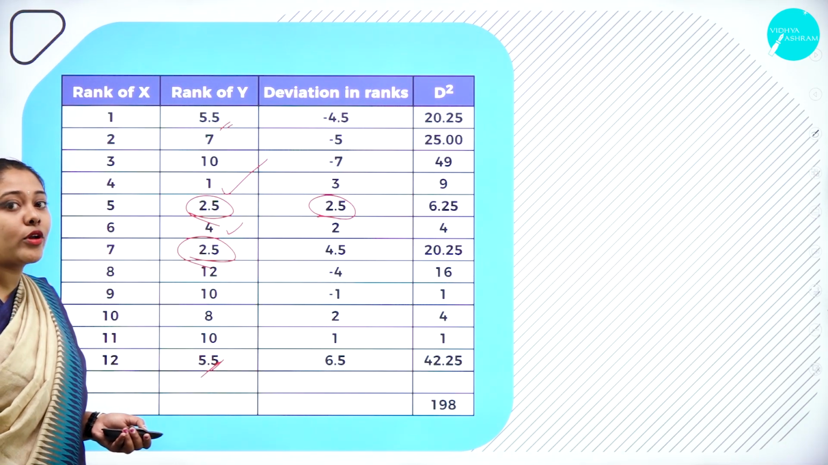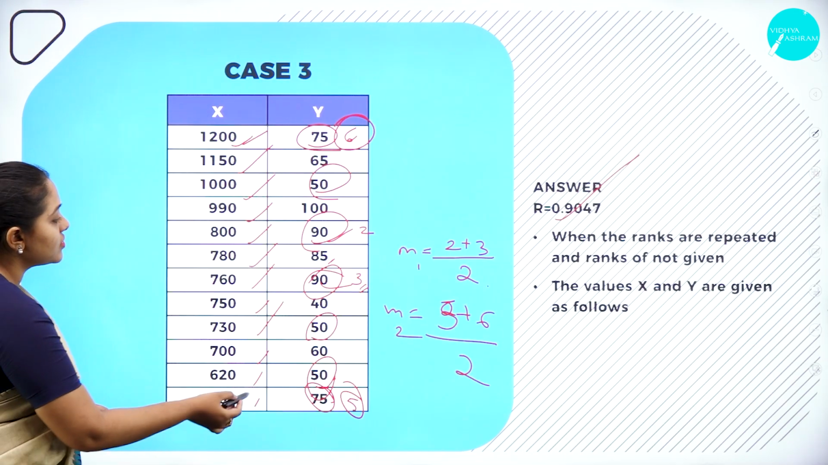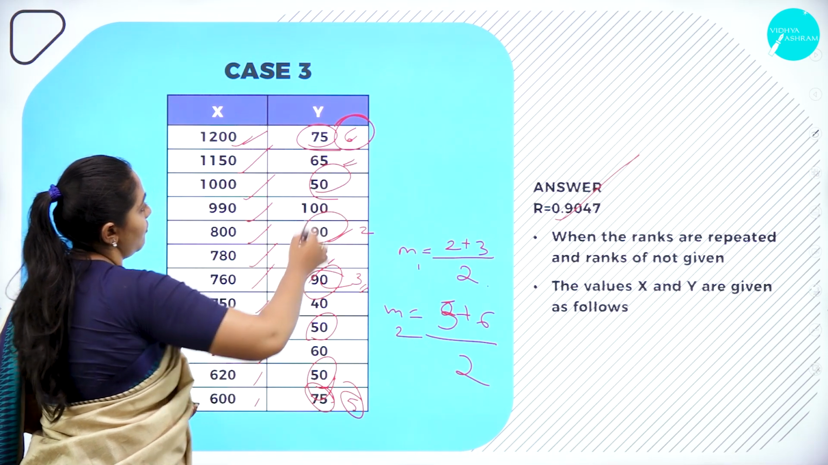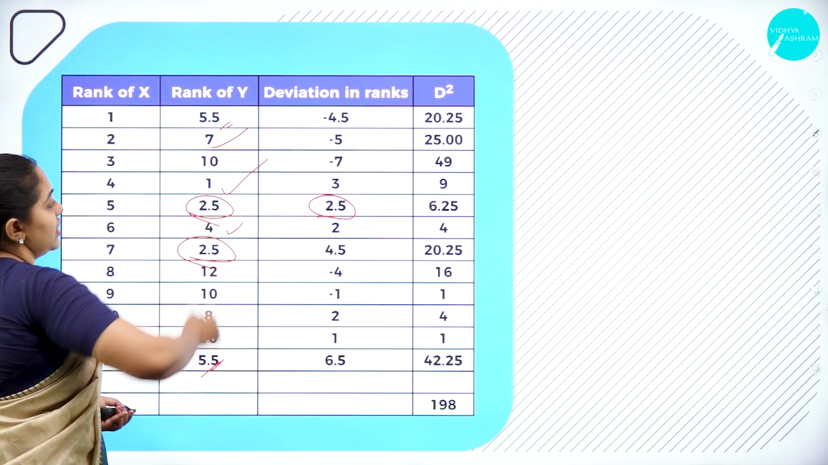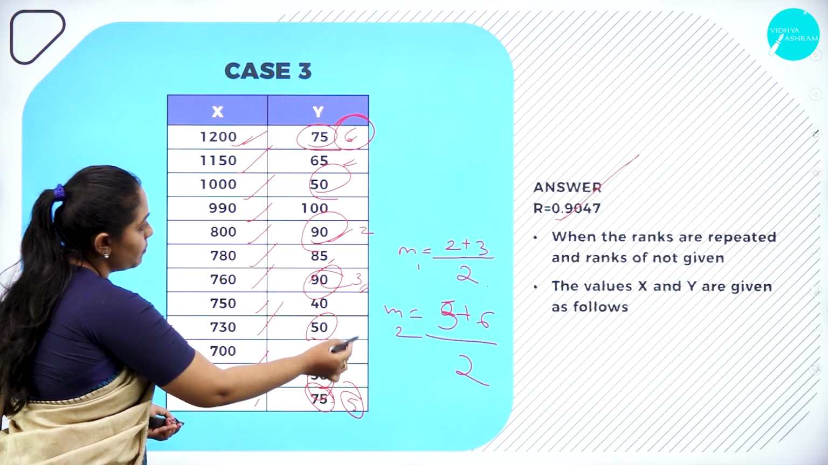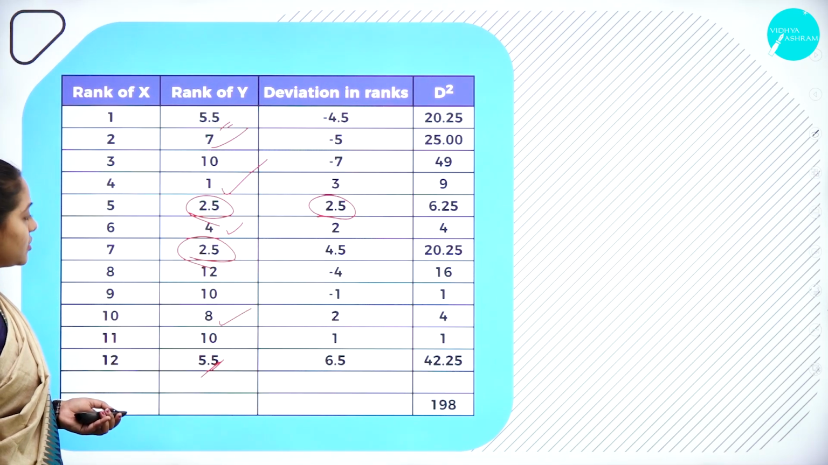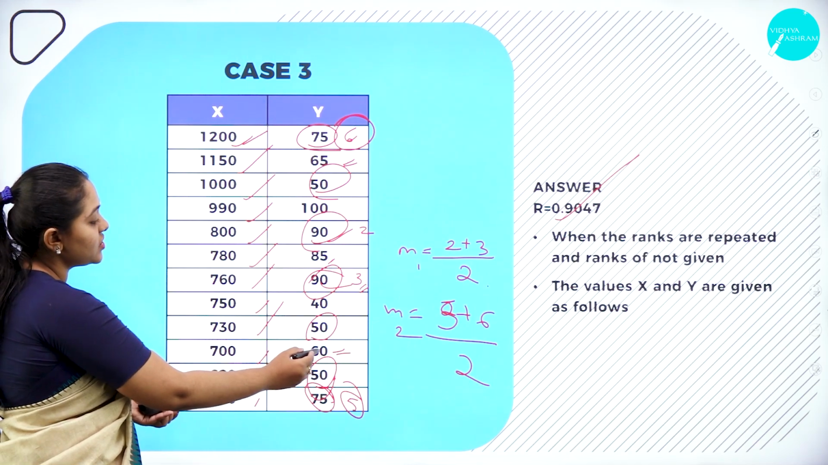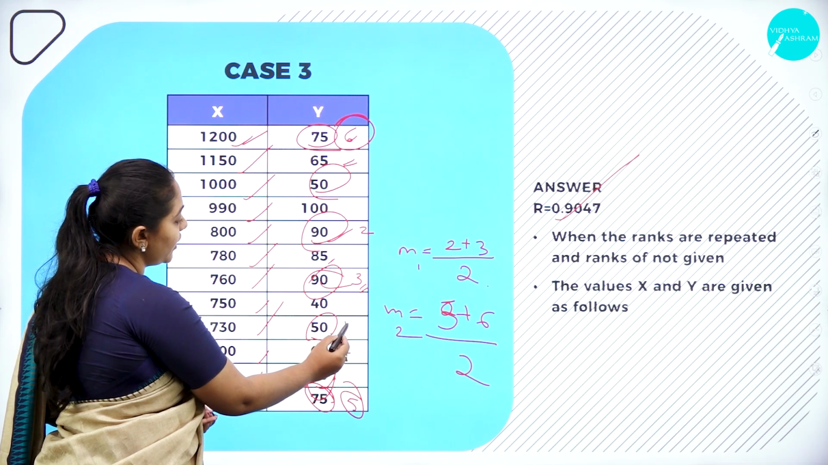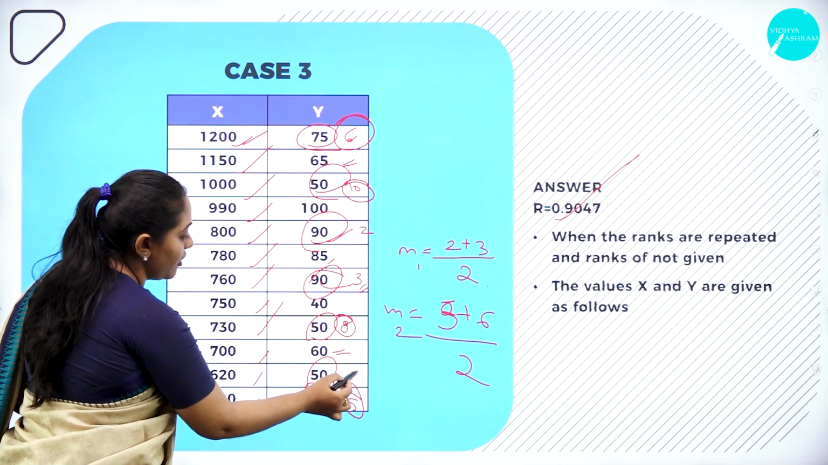So 6 is over. What is the next rank we are supposed to put? 7. So what is the data after 75? The 7th rank. So we have put the 7th rank. Next, after 65, it is 60, the 8th rank. Next, after 60, what is the number we have? We have 50, which takes the 8th, 9th, 10th and 11th ranks.